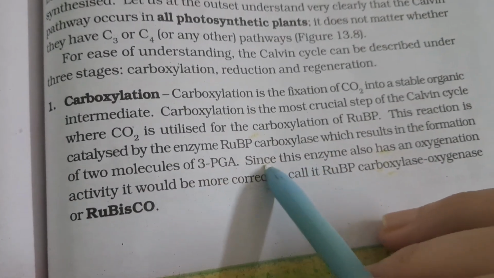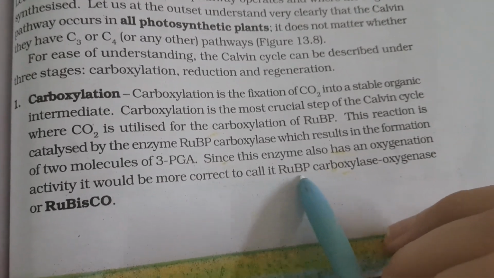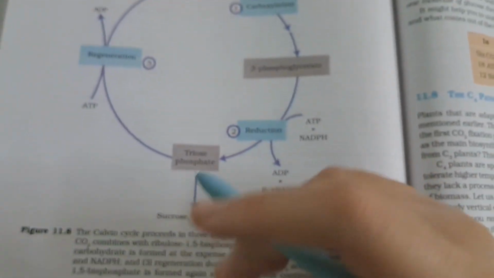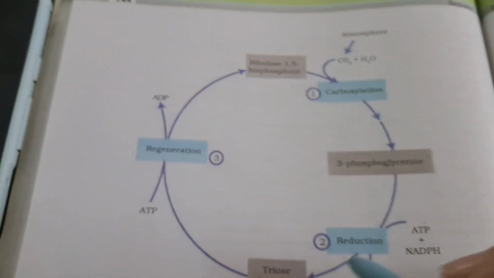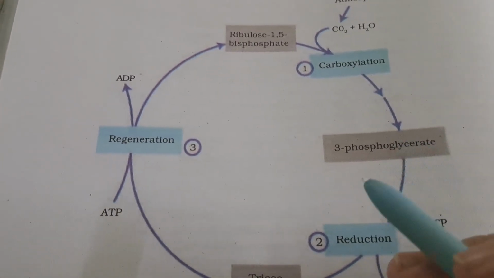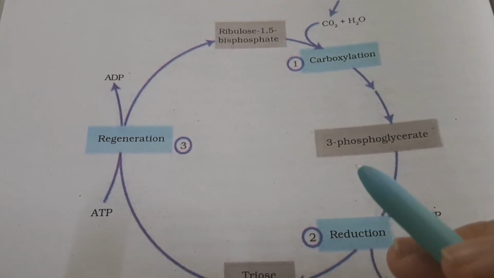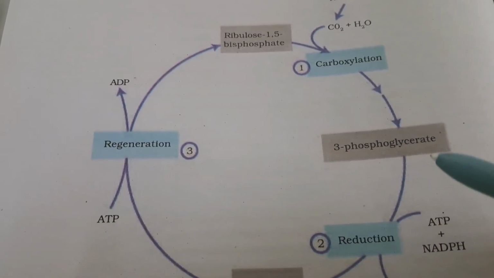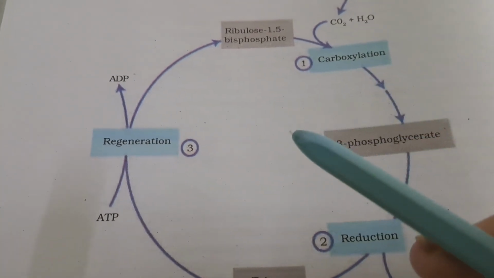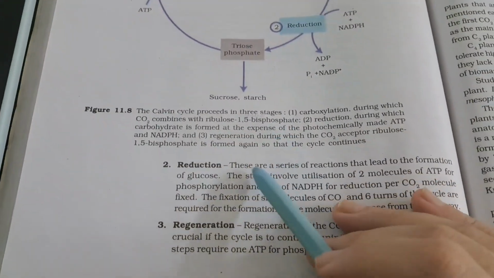Since this enzyme also has an oxygenation activity, it would be more correct to call it RuBP carboxylase-oxygenase, or RuBisCO, because it has two properties. It has the carboxylation property as well as the oxygenation property, but it will represent only one property at a time. Usually it is known as RuBisCO only, but it will show only one nature at a time, either carboxylation or oxygenation.